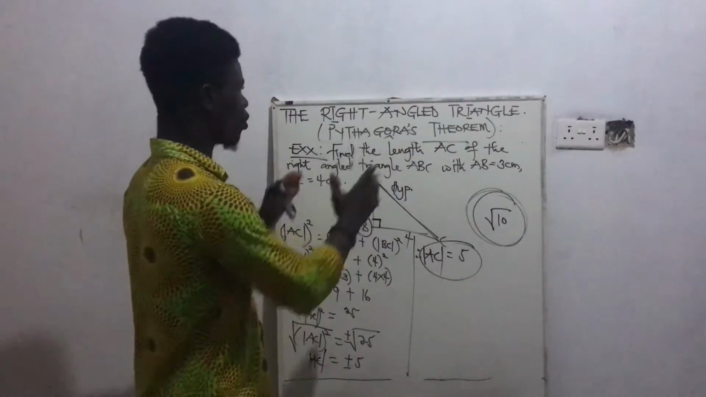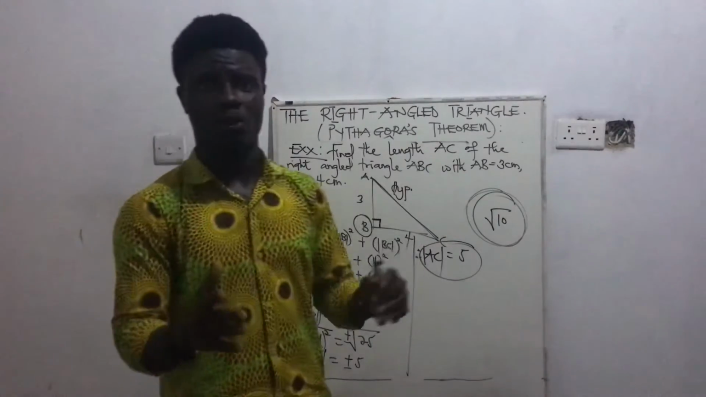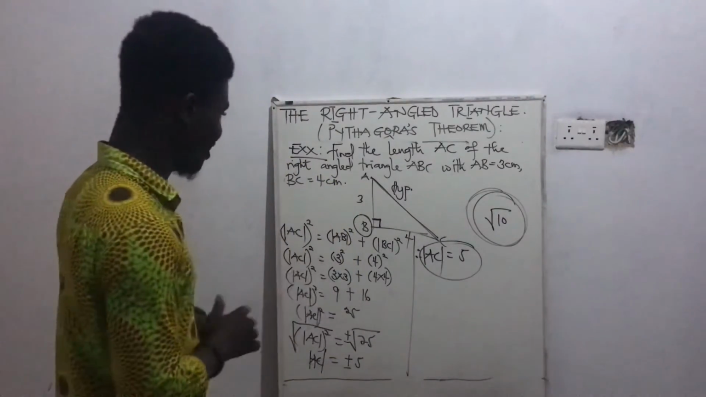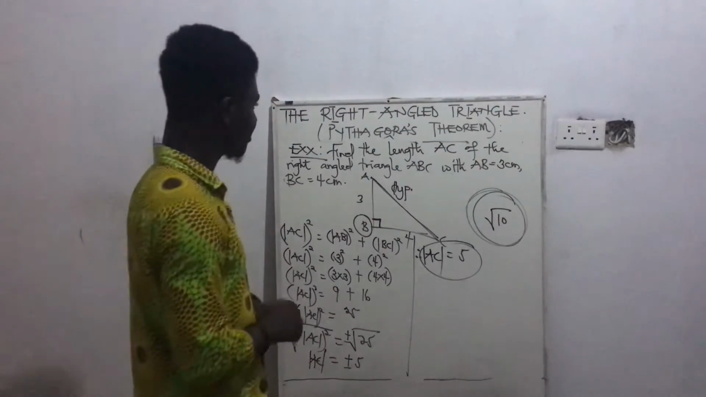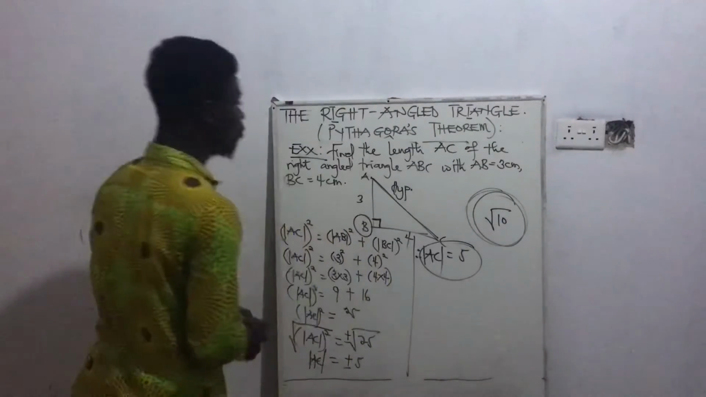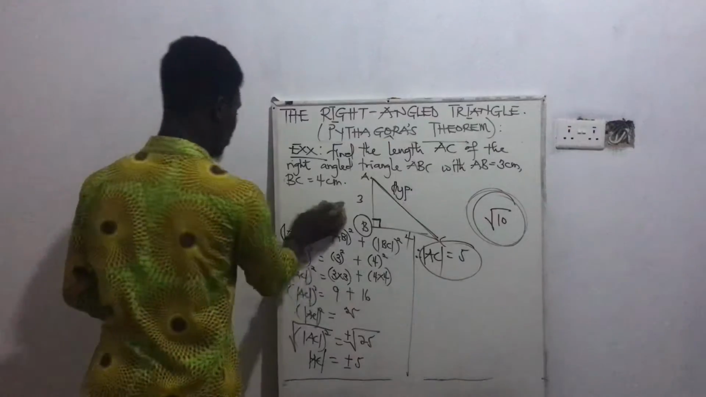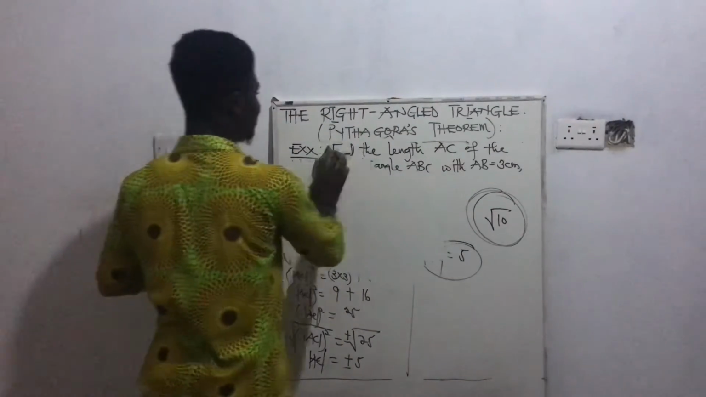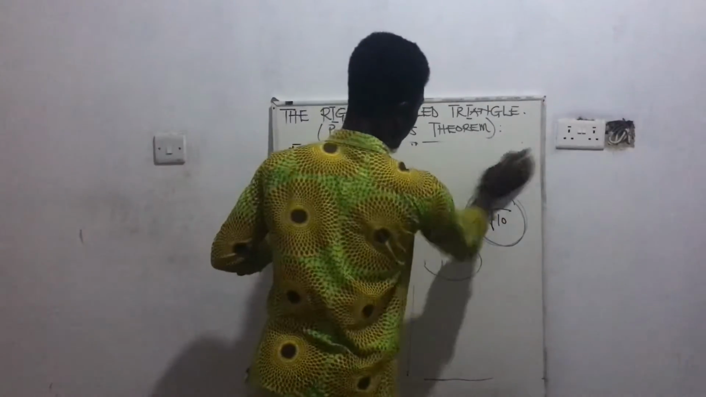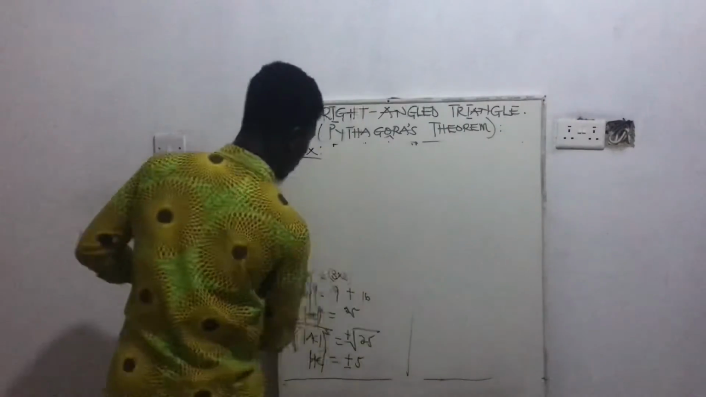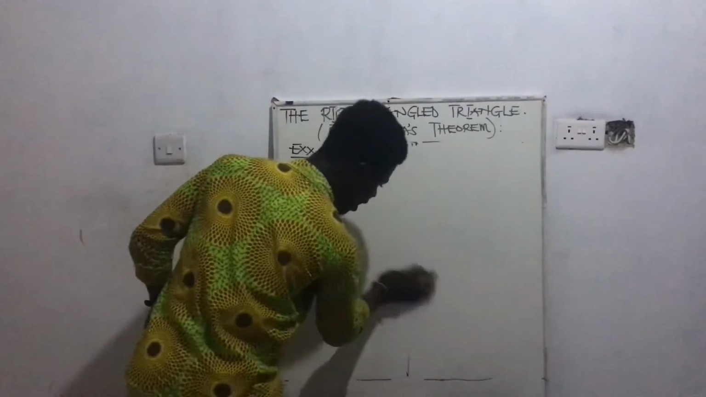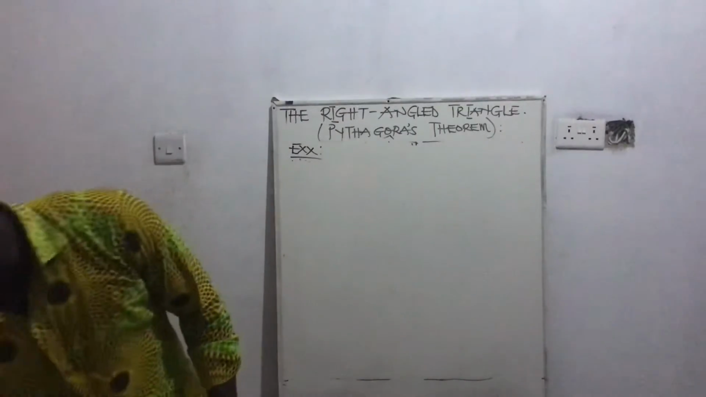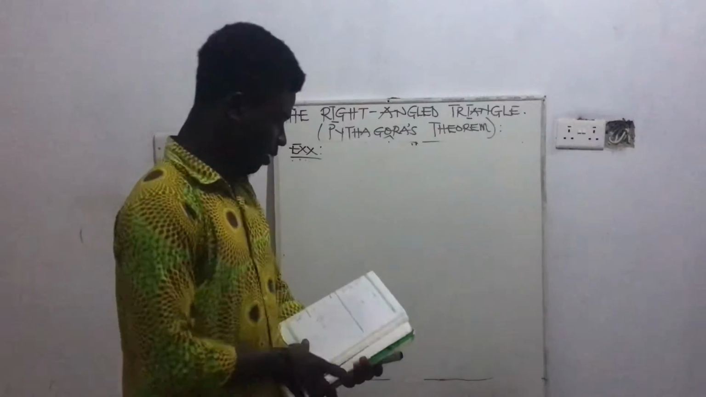Right angle triangle, the Pythagoras theorem. So please take note of the little instructions here. All right, let's proceed with another example. I'm solving 3 examples, so I'm left with 2 examples to go. Then I give you questions to try at your own free time.